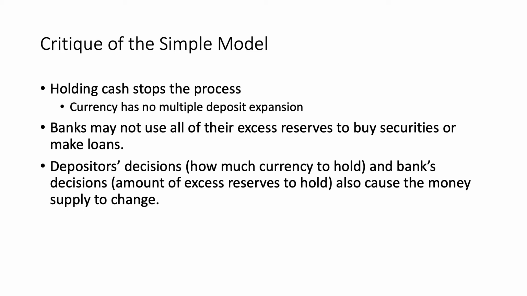Banks, on the other hand, may not use all of their reserves to buy securities or to make loans, and so they may hold excess reserves above and beyond the required reserves, right? And if they're holding excess reserves, of course, they're not making loans, and the process of expansion is halted there as well, or stunted there as well, right? So overall, we've got two factors that can reduce the impact on the money supply from the simple model that we just looked at. One of them is, hey, how much cash do people wish to carry? And also, what are the decisions among the banks in terms of holding excess reserves?